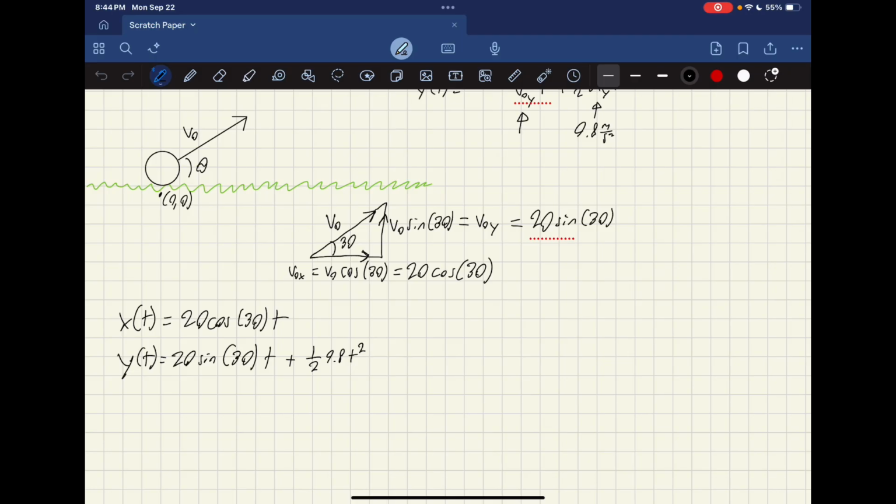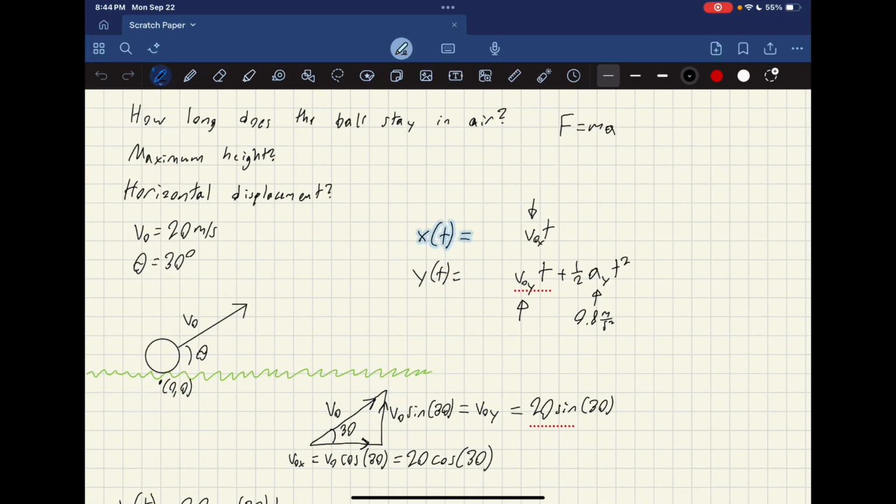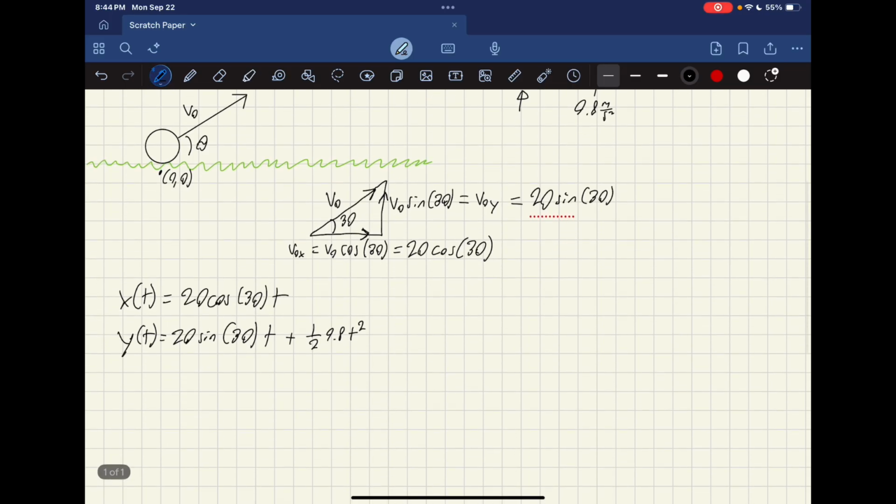Now that we have both of our equations for the x displacement and the y displacement, we can go back to our initial questions and we can start to solve them. So let's look at question 1. We have, how long does the ball stay in the air? Something key to realize is that, well, let me draw the path of the ball. Here's the ball at t equals 0. You're going to kick it, and it's going to do something like this. And then here's the path, or it hits the ground over here at t equals something.